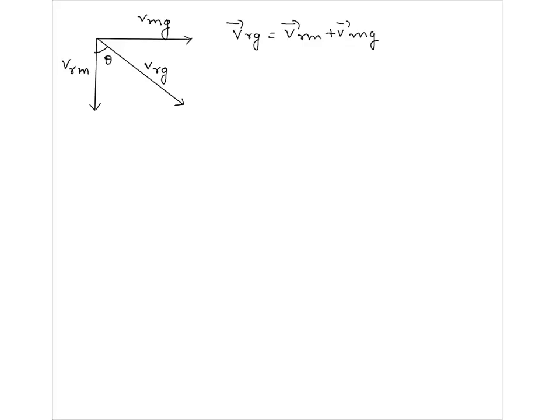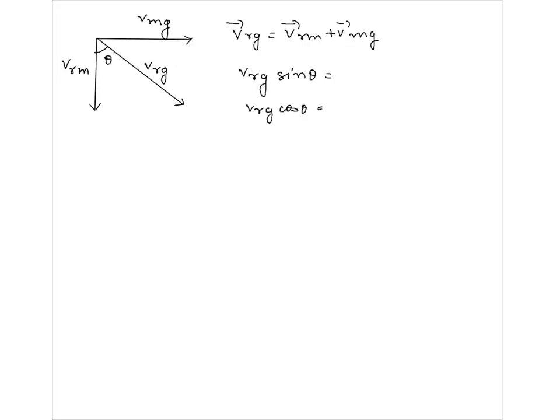We are dealing with two vectors, so their components will be equal. Considering horizontal component, it will be VRG. This angle is theta, that should be VRG sine theta, right? And that one should be VRG cos theta.